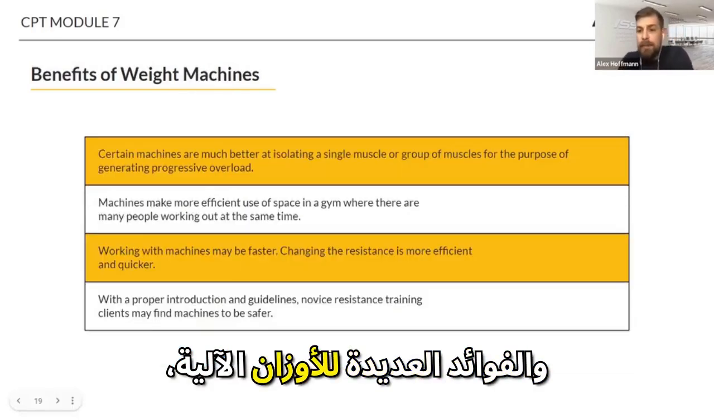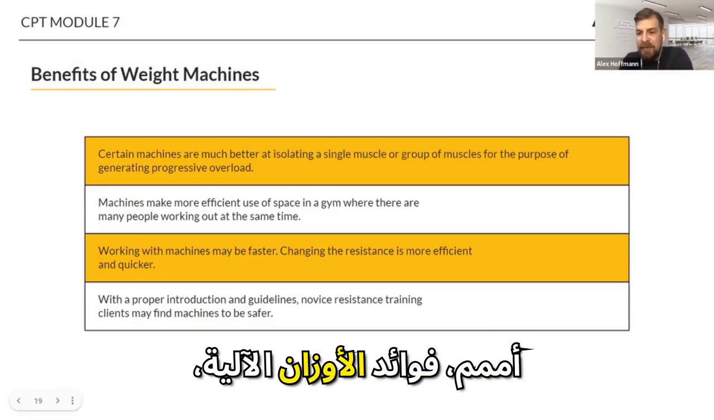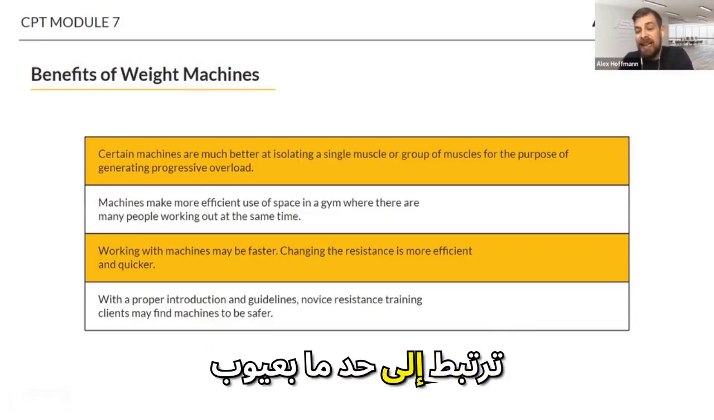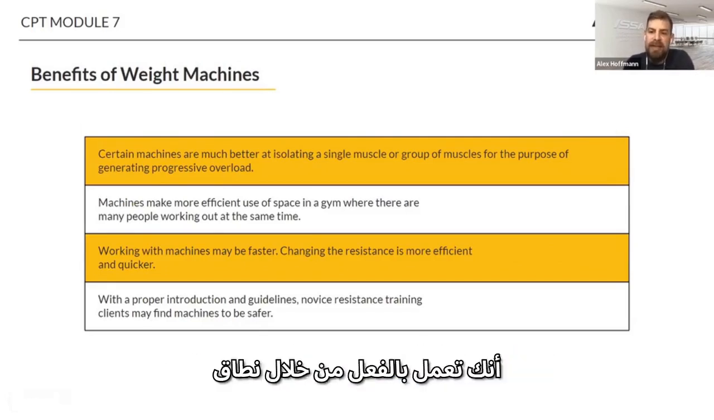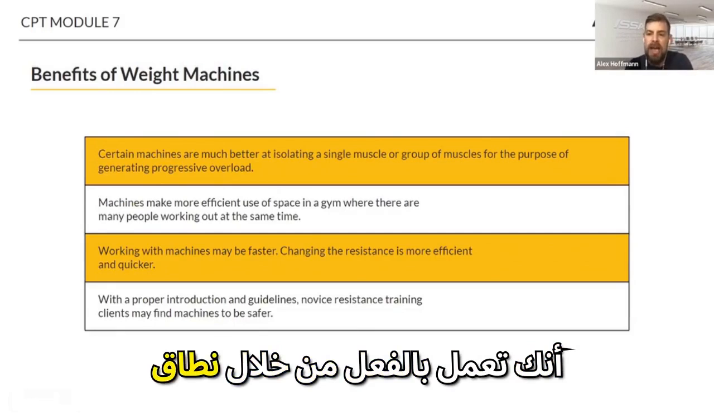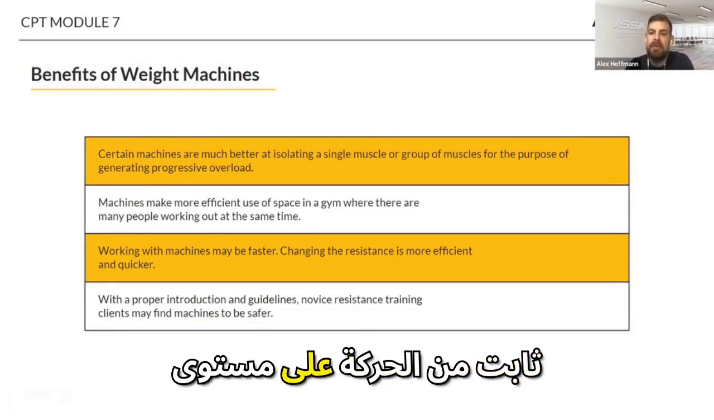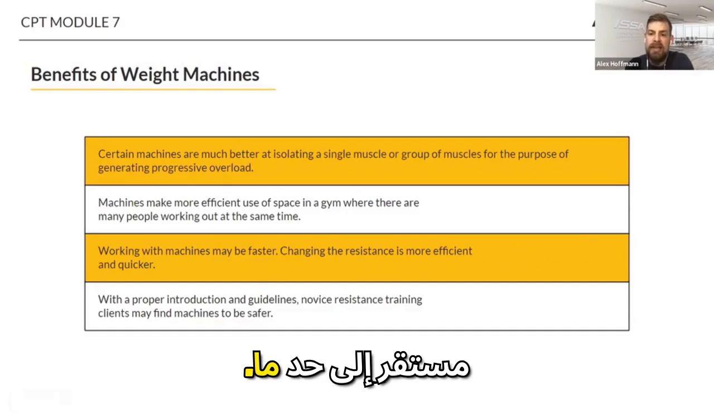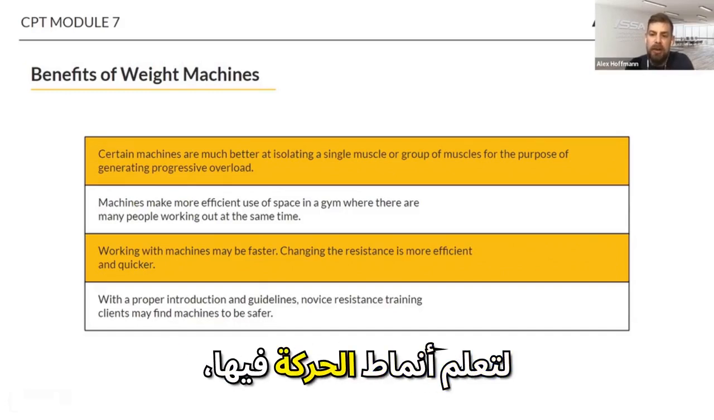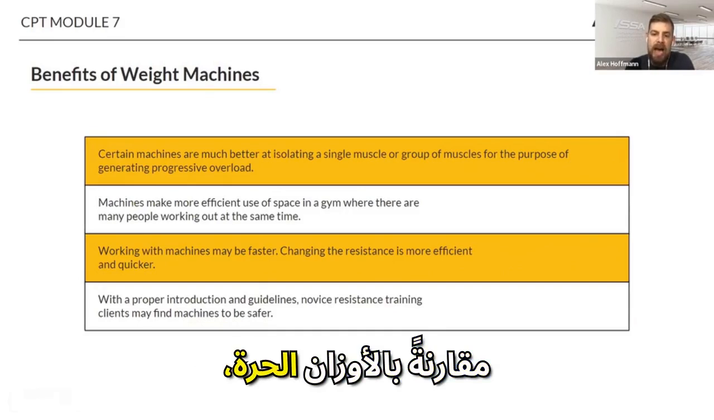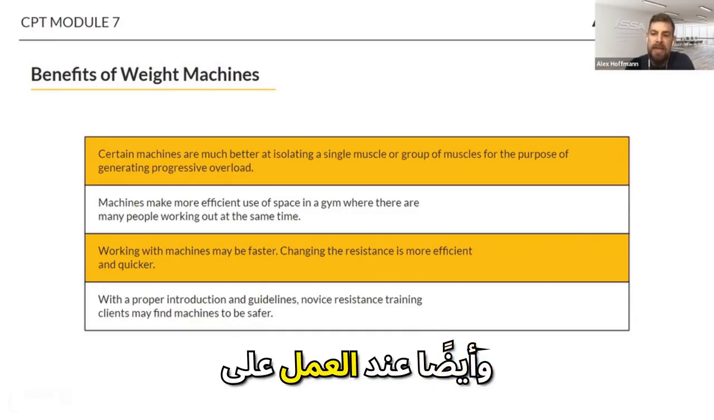And the benefits of machine weights. The benefits of machine weights ties back a little bit to the drawbacks of free weights, right? So the benefit of machine weights is that you're really working through a fixed range of motion on a pretty stable plane. So they're a little bit safer and easier to learn movement patterns in than free weights may be.